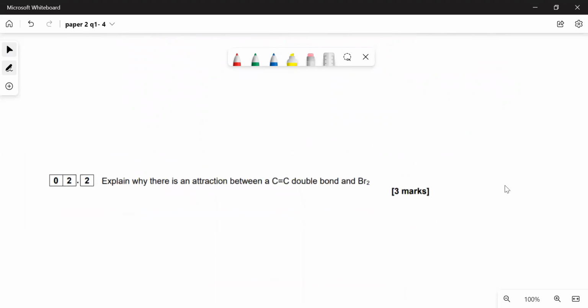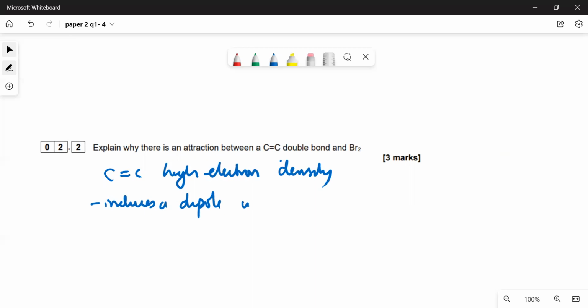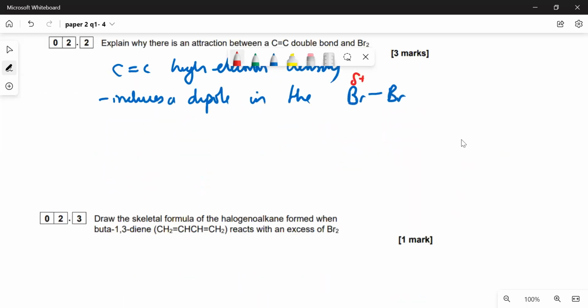Explain why there's an attraction between the CC double bond and the bromine molecule. I sort of explained this already. I'd say that there are 3 important points there. The CC bond has high electron density, and that induces a dipole in the Br2 molecule. And so that delta positive end of the bromine molecule is attracted to the CC double bond.